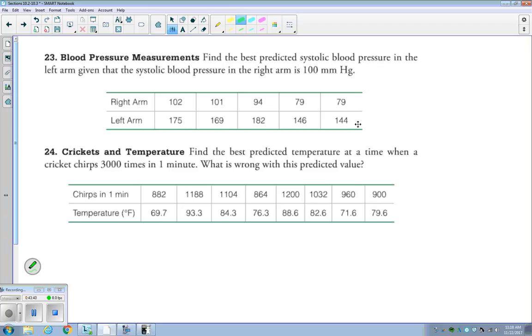Oh, do you need one of these? Okay. I think it's the last page of your notes. Isn't it? Is it the last page of your notes? Yes? Okay.